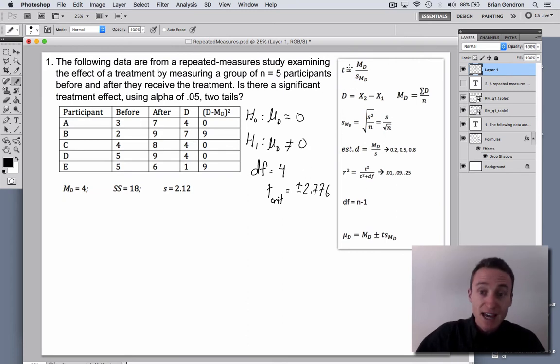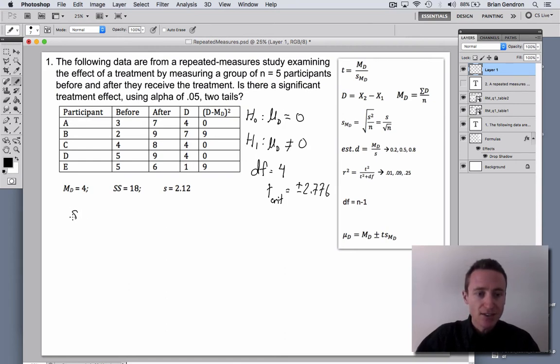So as always, if our test statistic exceeds one of these values, if it's greater than 2.776 or less than negative 2.776, we will reject H0. And so let's find out what we have. In order to calculate t, we need two pieces of information. The mean difference, which was already calculated as 4, and then the estimated standard error of the mean difference, which the formula is right here. Let's go ahead and calculate that, and then we can interpret it afterwards.